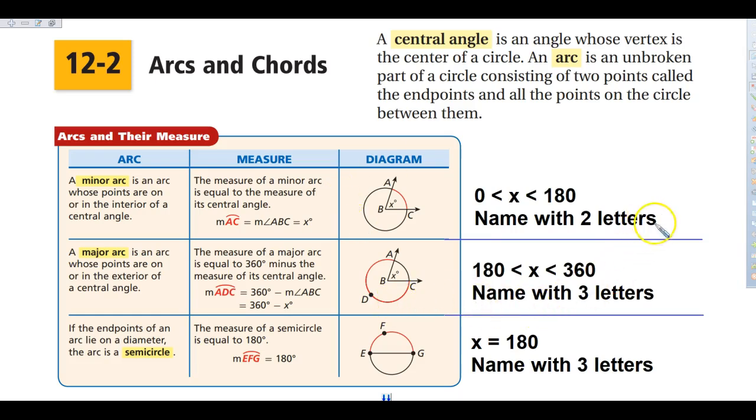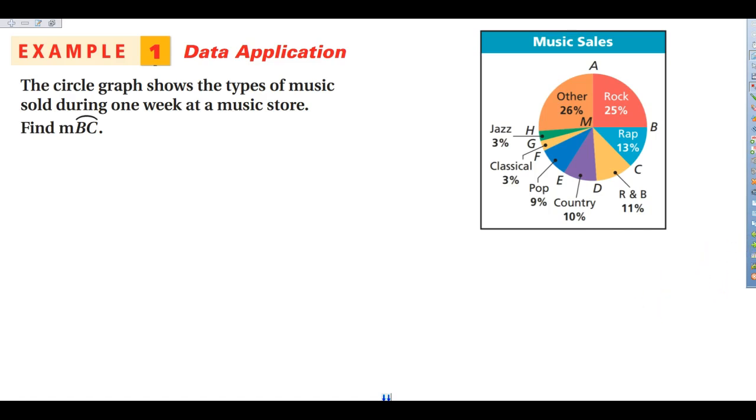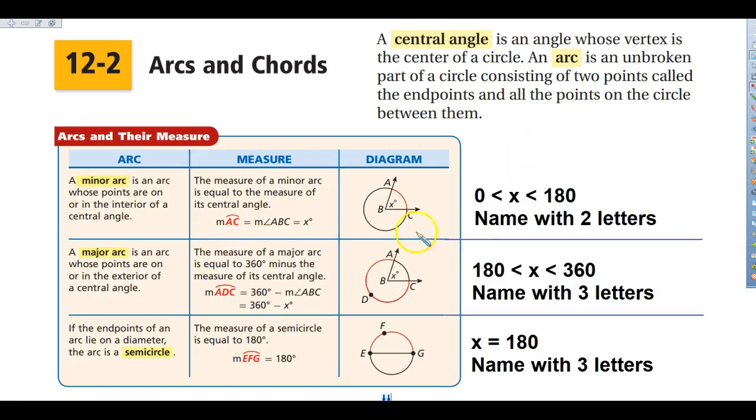All right, so let's take a look. Now, one thing that we need to know is the measure of the central angle, let me pop back here for a second.